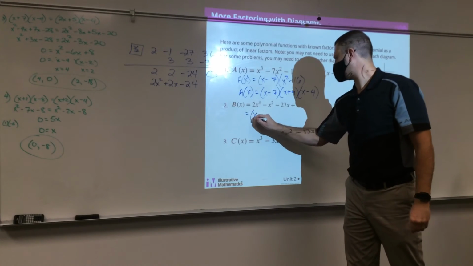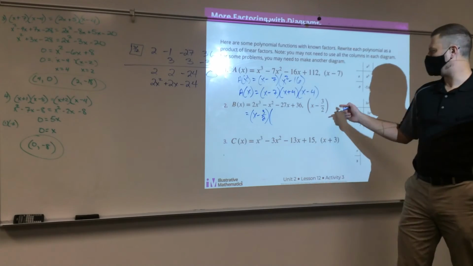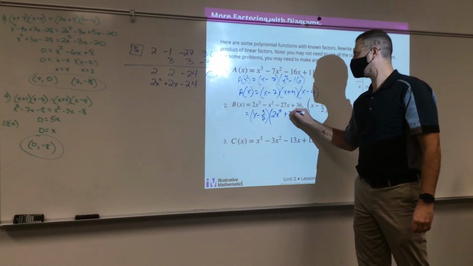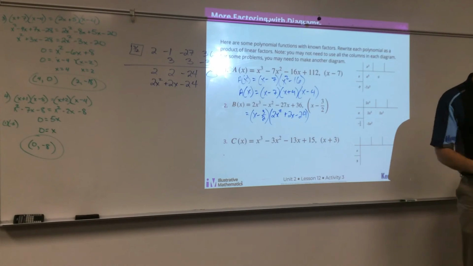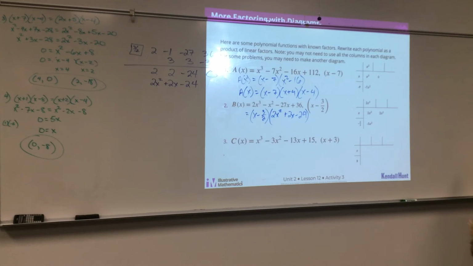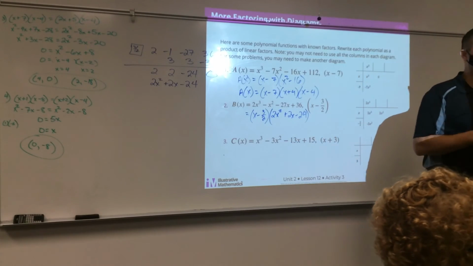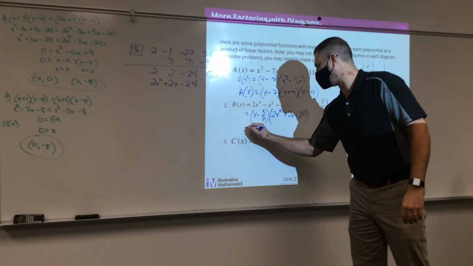So one of my factors was x minus 3/2. When I divided by x minus 3/2, I got 2x squared plus 2x minus 24. Now I'm going to do myself a favor here. I notice that every term in this factor is divisible by 2, so I'm going to bring a 2 out as the greatest common factor. I'm actually going to bring it all the way out to the front.